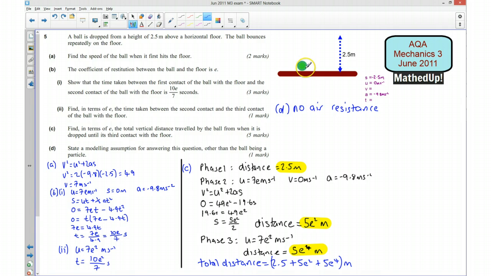In reality, when a ball bounces, there will be a couple of milliseconds where it's going to change direction. We've also assumed that, well, when a ball bounces, there will be a sound, and there would be some heat produced, so there will be some loss of energy there, and we've assumed that there's no loss of energy as well. Okay, so those are some of the assumptions that we've made.